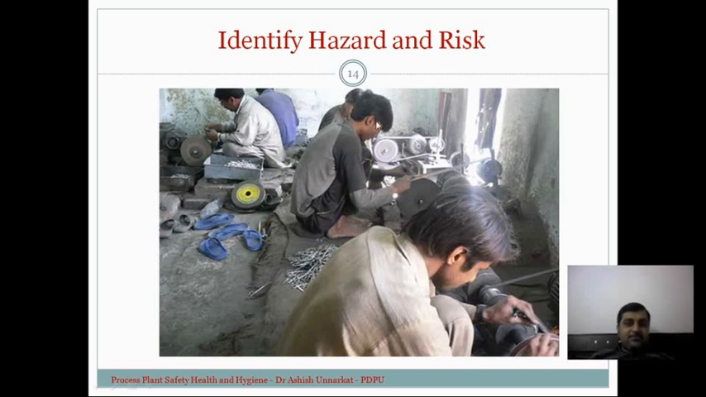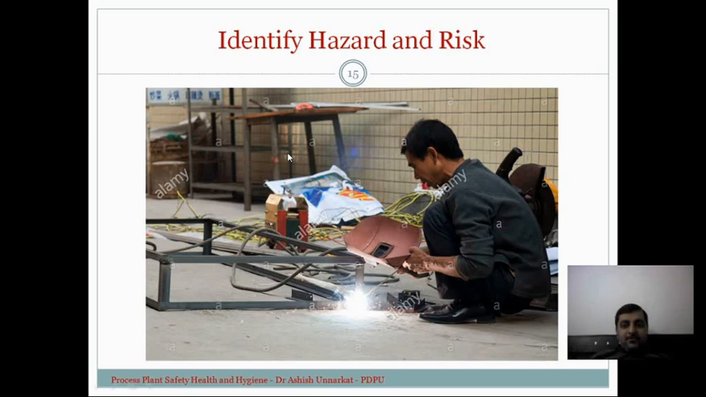So the risk is their eye can get damaged, their hands can get caught, there can be severe burns. Even this rotating equipment can be caught. So that is damage to the body part. I have multiple pictures which I would wish you to go through and have an insight on what is a hazard and what is a risk.